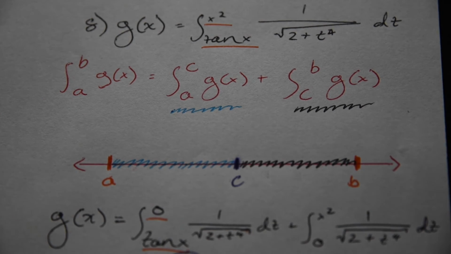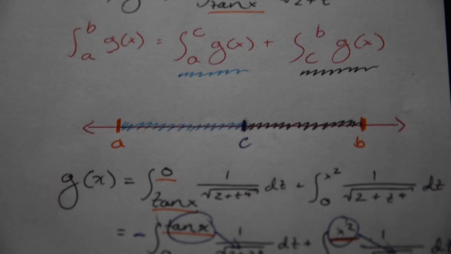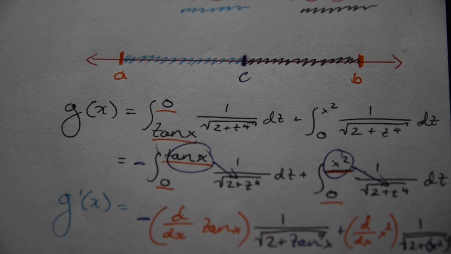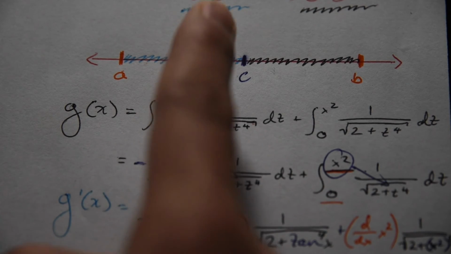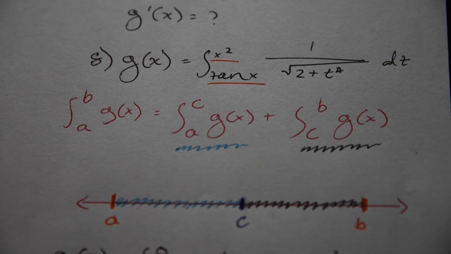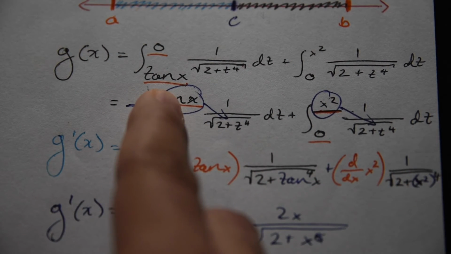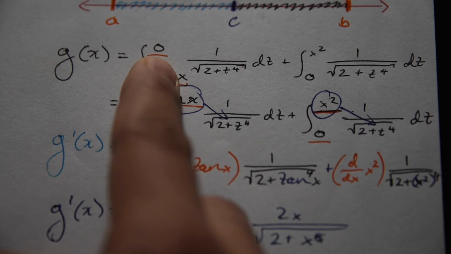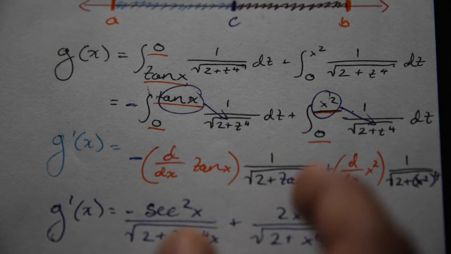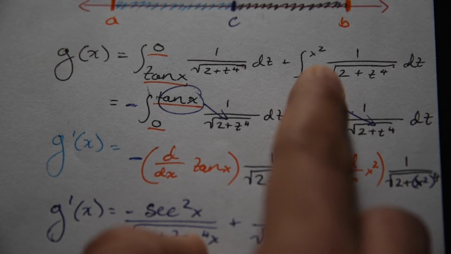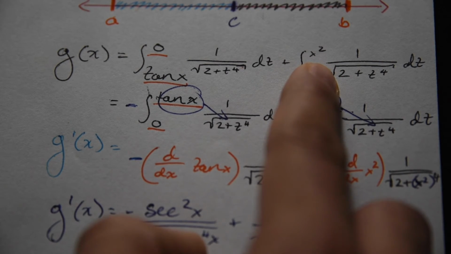So if we keep that in mind, all we need to do is remember this and separate it into 2 different integrals. So from what we have over here, x squared as the upper limit and tan x as the lower limit, we just separate it. So the lower limit here is just tan x. I put 0 as my constant, and it could be any constant. And same thing here, I put 0 as my constant, and the upper limit is x squared.